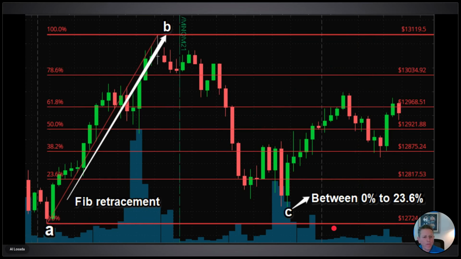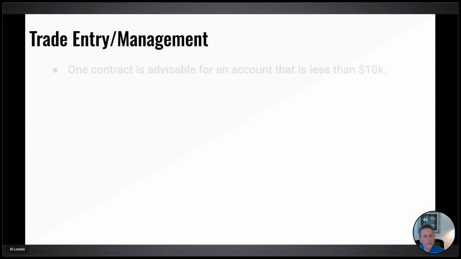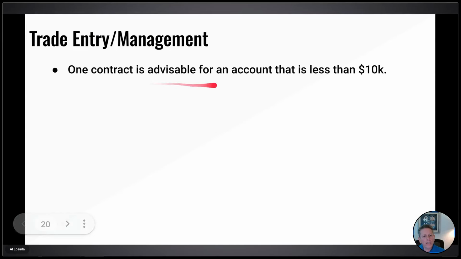And this is why it's called an ABCD pattern. It's A here, B here, C here, and then after that it's D. A lot of times the D can go to 100 or 125. So you want to get in this area right here.